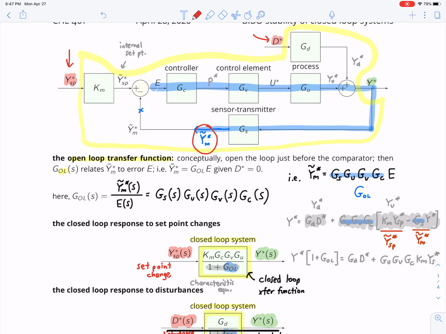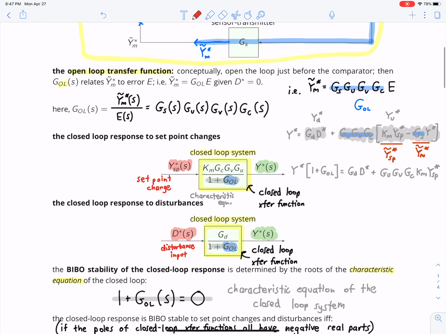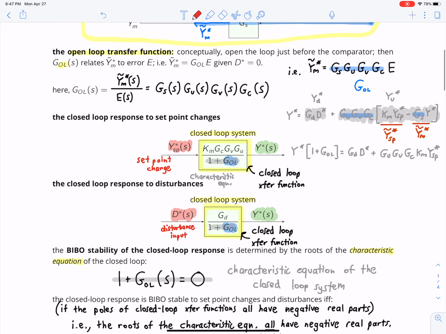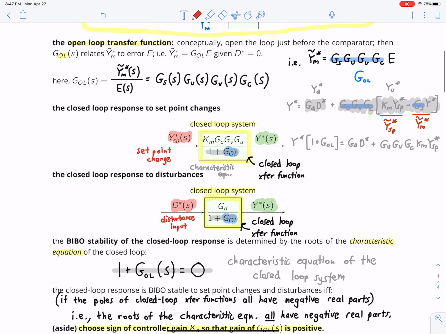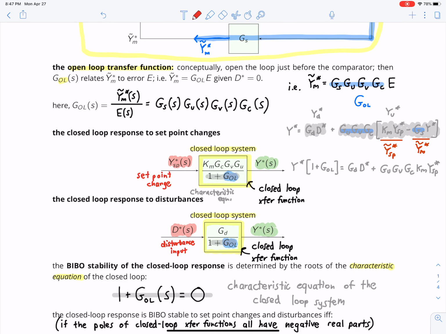So you imagine opening the loop right here before the comparator. It relates this measurement all the way back, if you follow this blue line, to the error signal. And that's when the disturbance is 0. And then we derive the closed loop transfer functions that tell us how the system responds to both set point and disturbance inputs. And the open loop transfer function appeared in the denominator of both of these closed loop transfer functions right here.